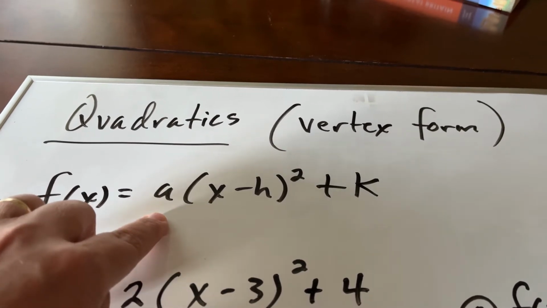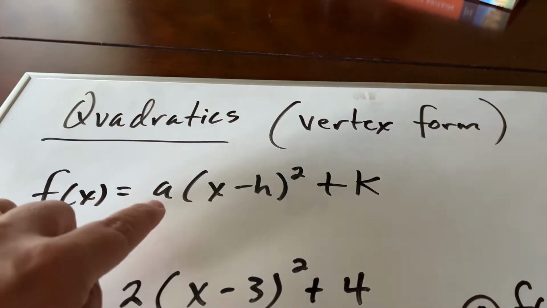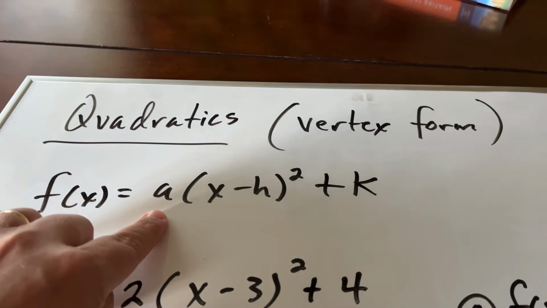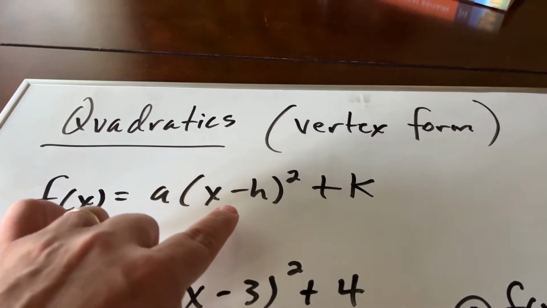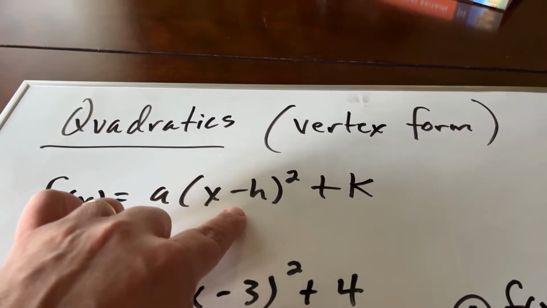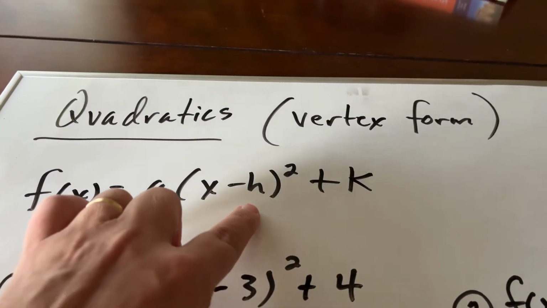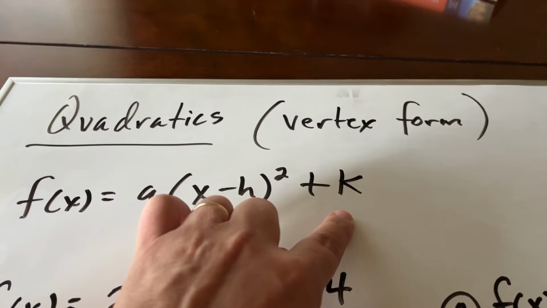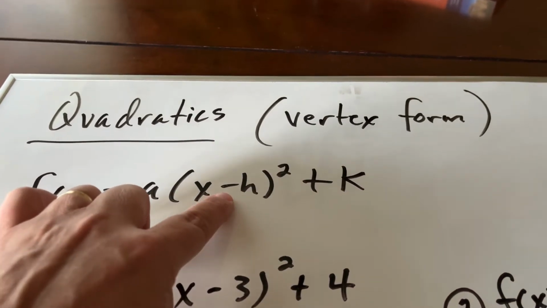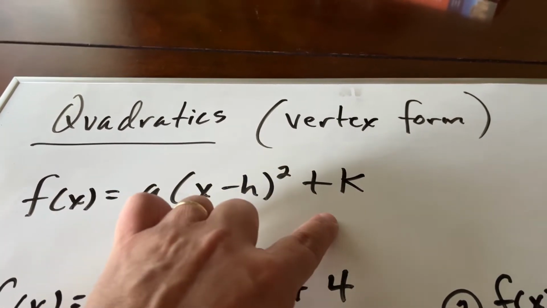So if a is positive, it opens upward. If a is negative, it opens downward. Notice the minus sign is built into the problem. So the vertex, when it's written in this form, is the (h, k) value. If this is minus, then just h and k is the vertex.